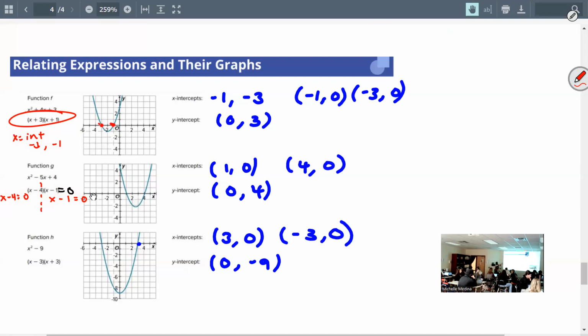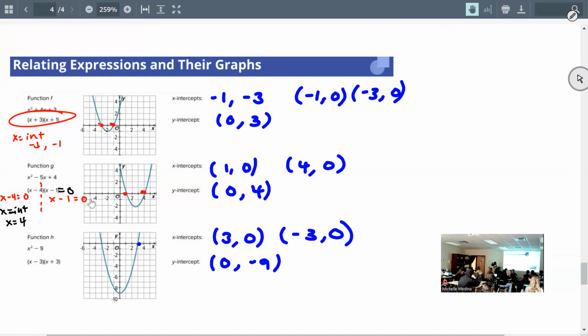So, like, what could I plug in here to make this one 0? One of my x-intercepts, I don't know why I keep writing it like that, is negative 4. But yeah, or actually 4, not negative 4. So that's right. It should be 4, because 4 minus 4 is 0. So one of my x-intercepts is 4, just like it is on my graph. The other one, what would I plug in to make it 0? 1, and look where my other x-intercept is.